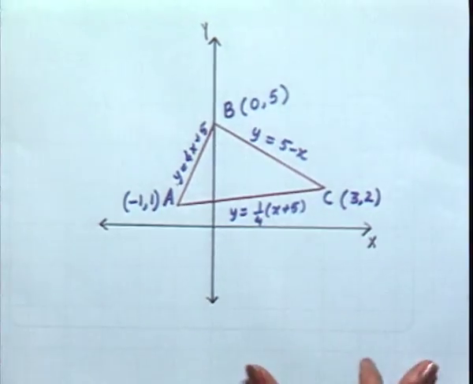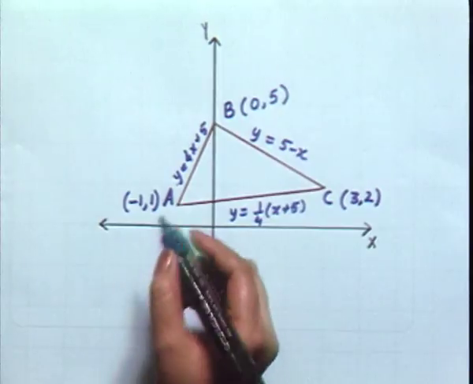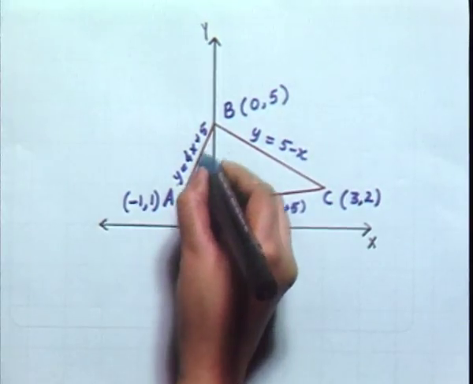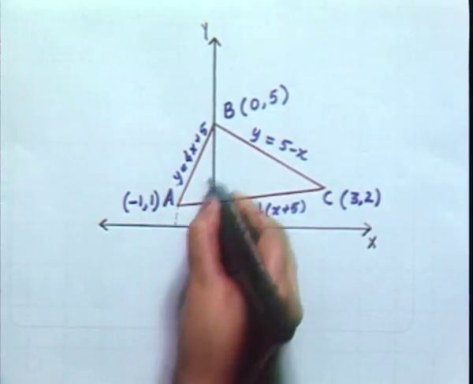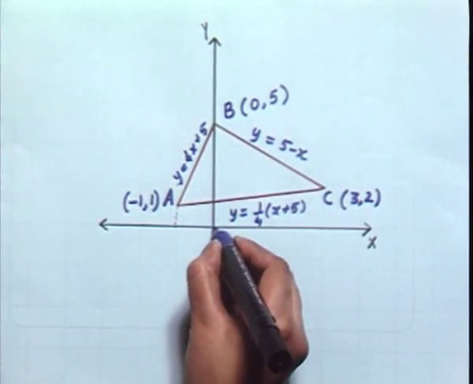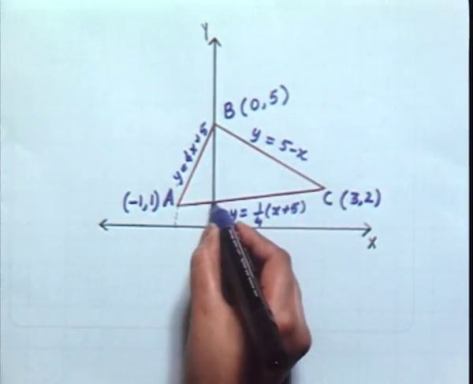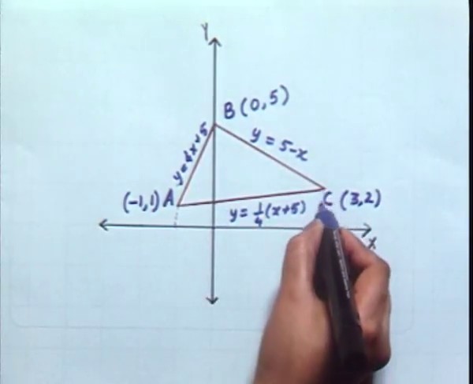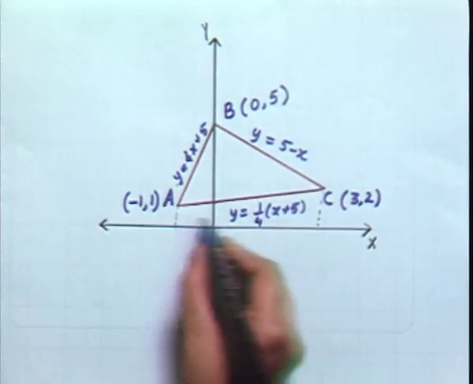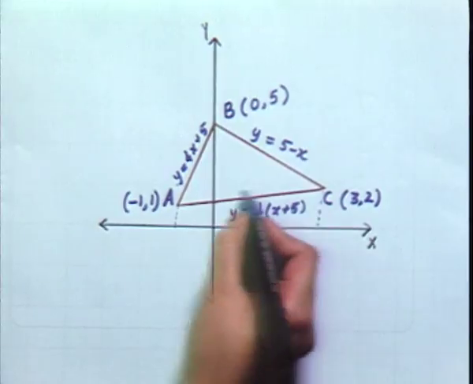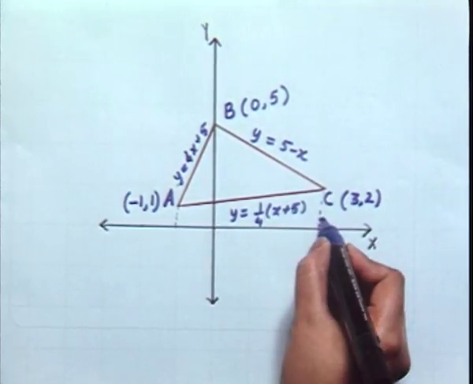Take a look. Area of the triangle ABC can be thought of as area under the line AB from x is equal to -1 to x is equal to 0 plus area under BC from x is equal to 0 to x is equal to 3, but that brings in certain extra area. So, subtract the area under AC from -1 to 3.